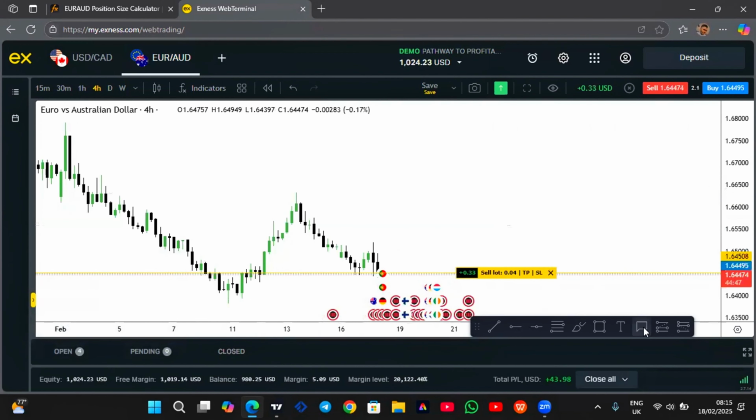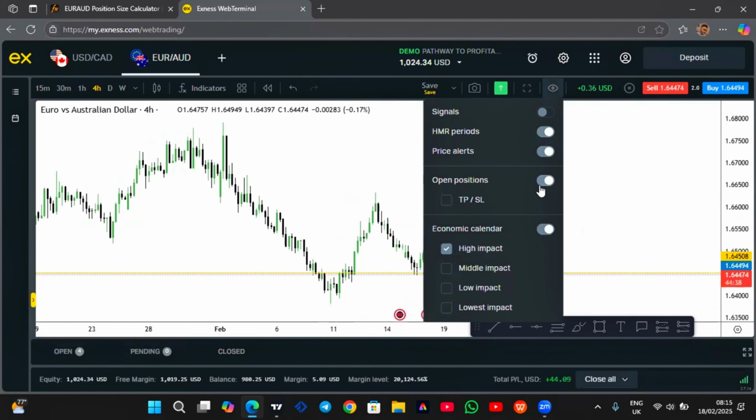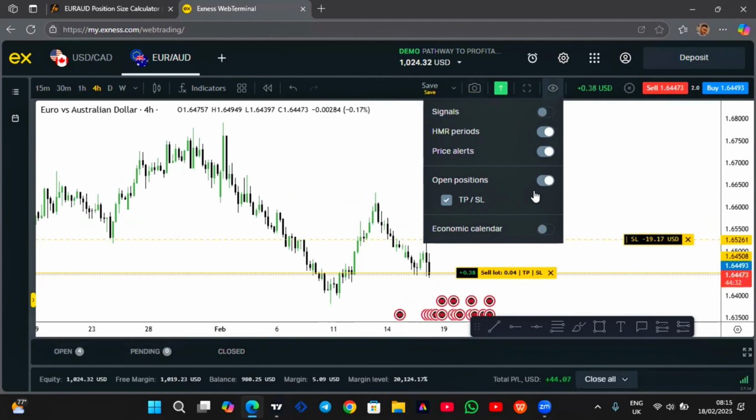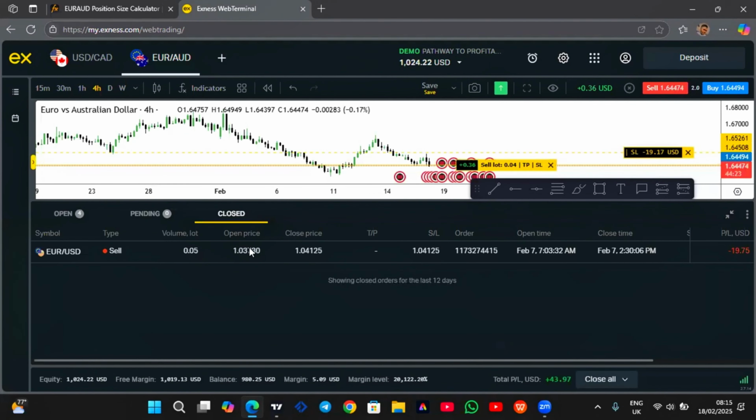So another thing I like doing is checking, hang on. Yeah, I like seeing my TP and stop loss. Then price alert. No, I don't like seeing the news. Then I like checking the price at which I entered. Let me show you something. This is the price I entered. This is the open price of this particular.